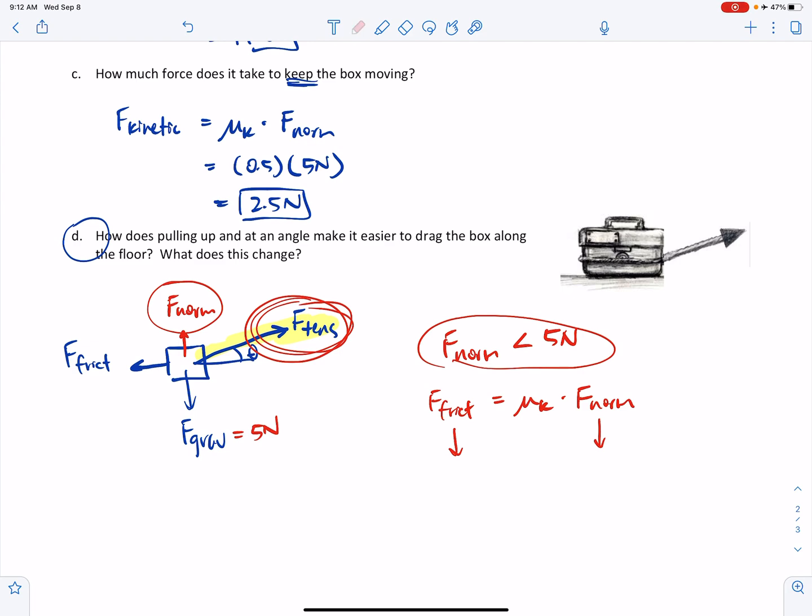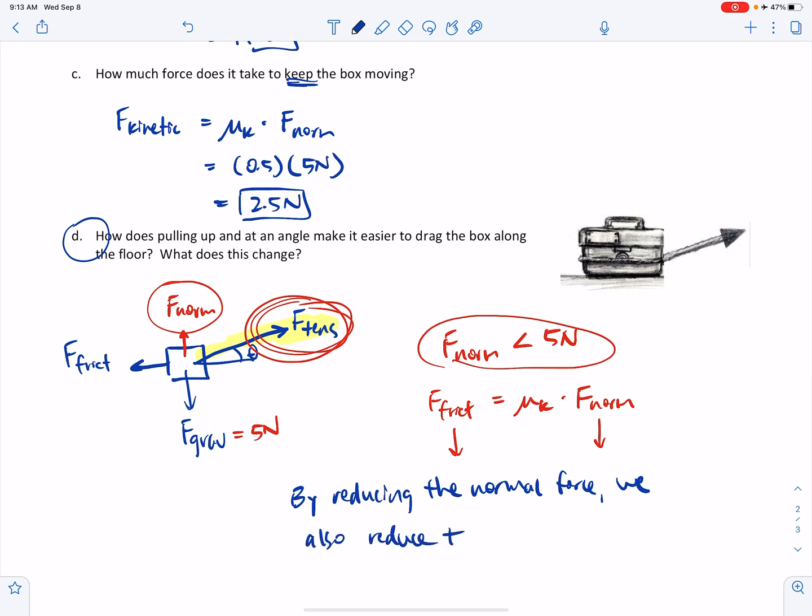So here's my summary statement. By reducing the normal force, we also reduce the frictional force. And that's what this second part of the question is getting at. All right, so this has been static and kinetic friction.